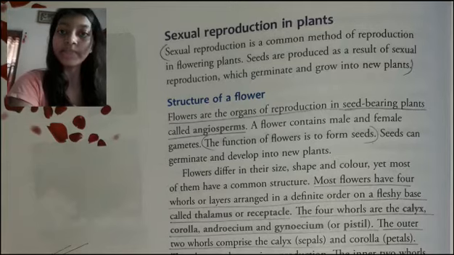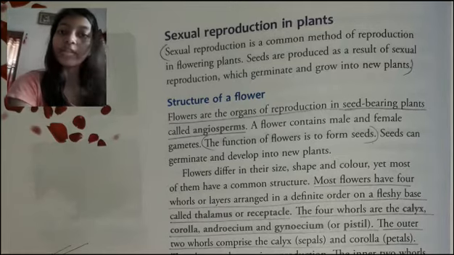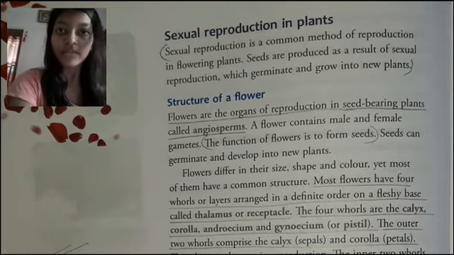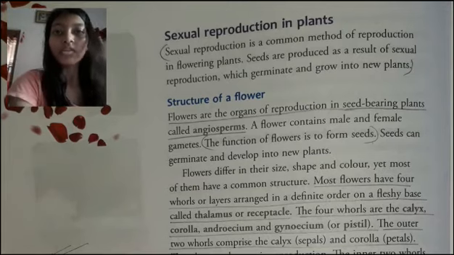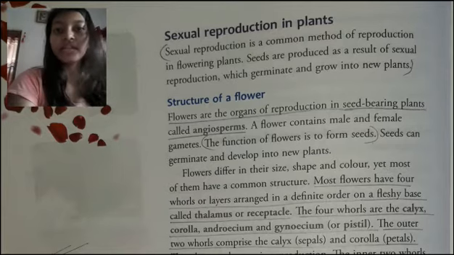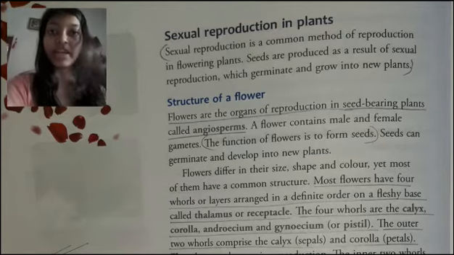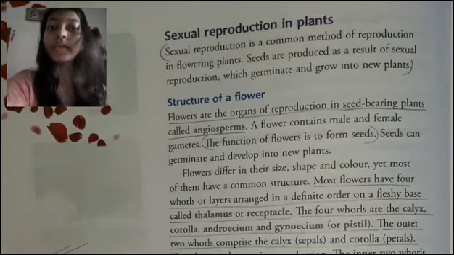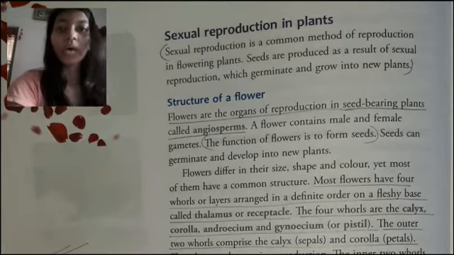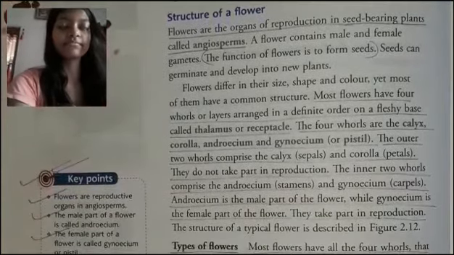Reproduction is needed for every living organism for the continuity and survival of a particular species. So we cannot say that reproduction is not mandatory. It's a must for life to continue. Seeds are the ultimate products of reproduction, and these germinate and grow into new independent plants. So let's see what the structure of a flower is.